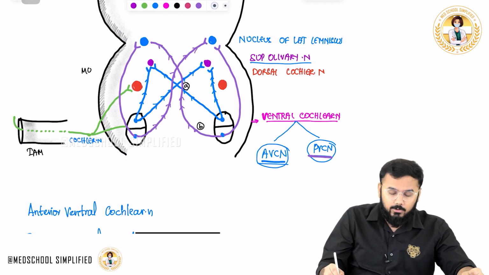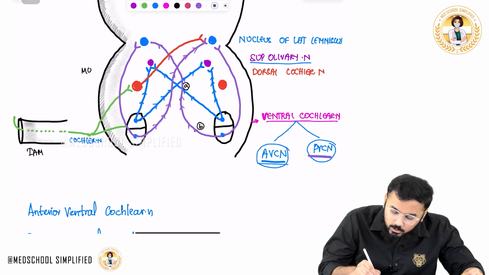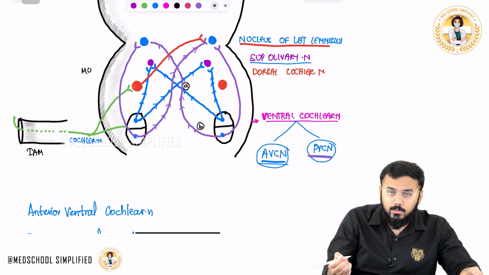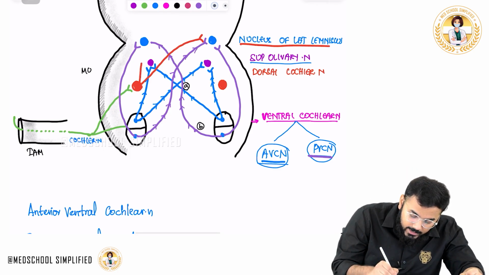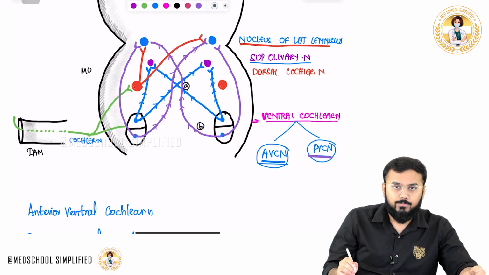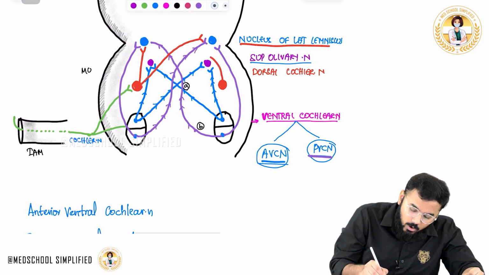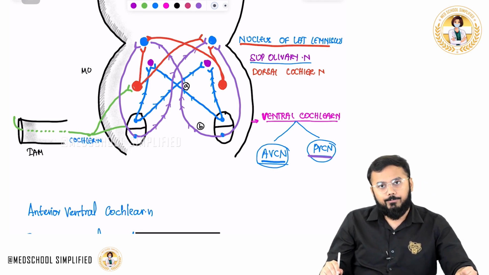This dorsal cochlear nucleus directly goes and activates your nucleus of lateral lemniscus, right? 50% of fibers go like that. 50% directly go and activate the nucleus of lateral lemniscus on the same side. So here also it is going opposite, right, and 50% go and attach to the same side.